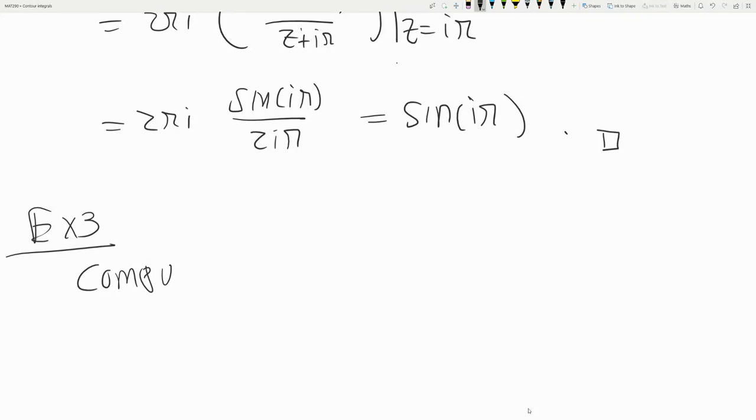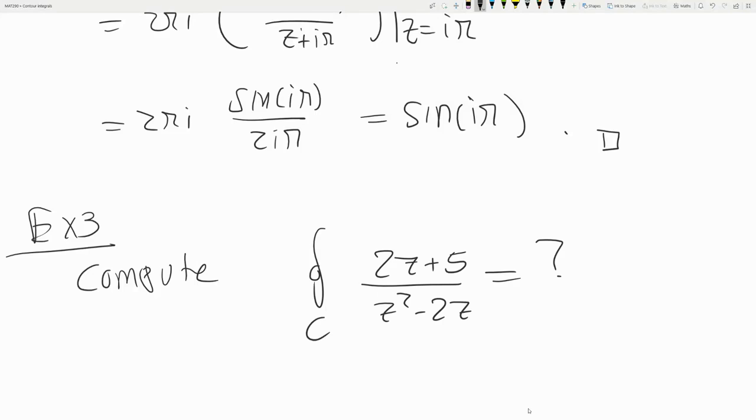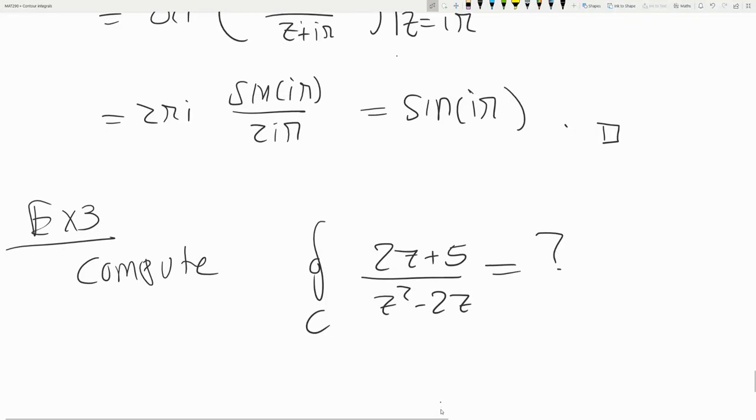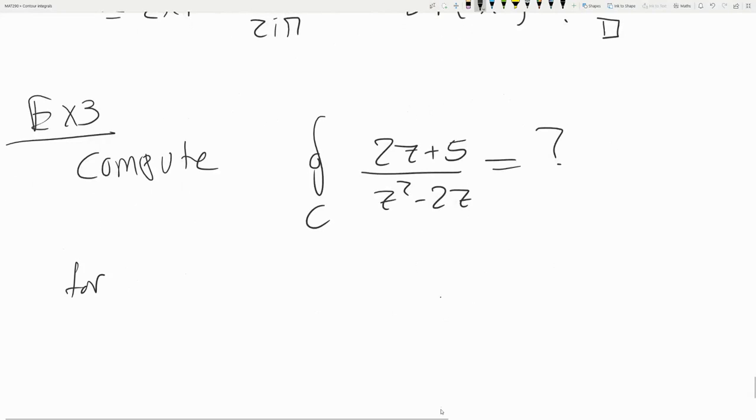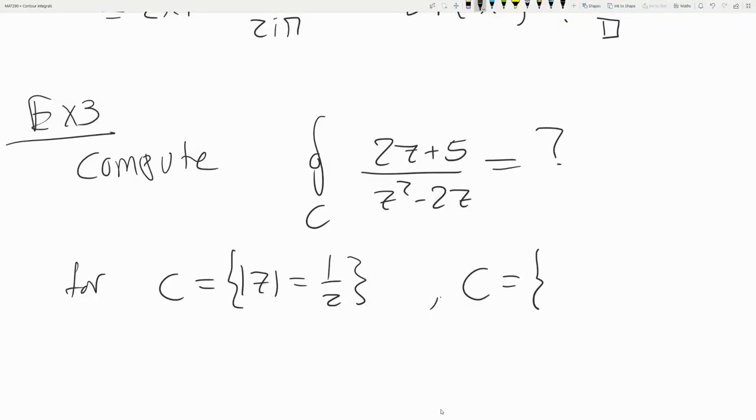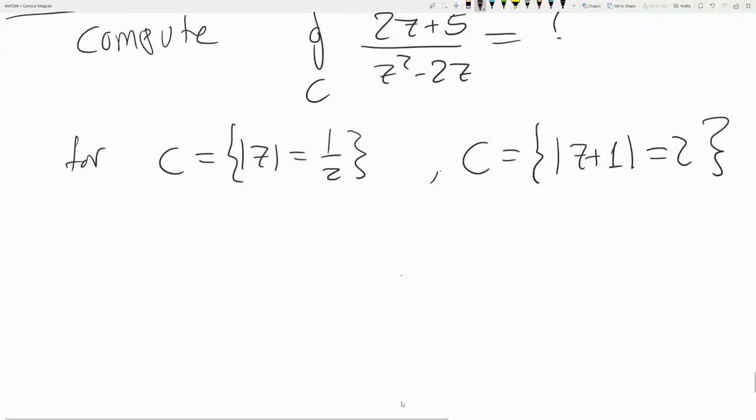Compute the following guy, 2z plus 5 over z squared minus 2z, for the following two contours, for C equal to |z| equal to a half, and for C equal to |z plus 1| equal to 2. Okay.